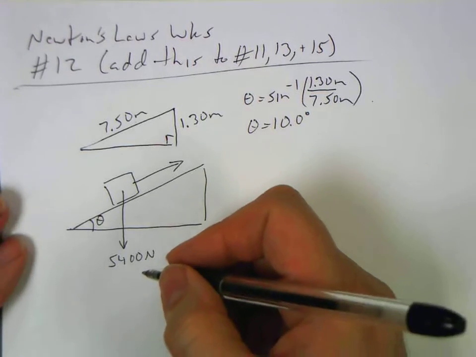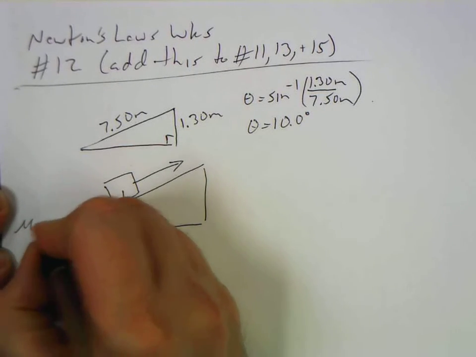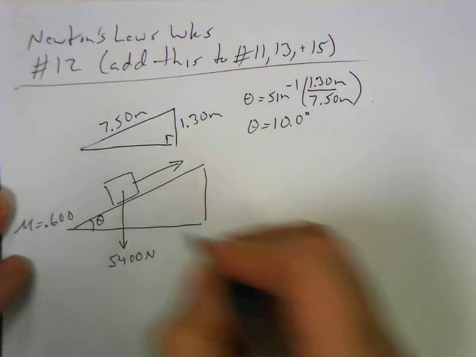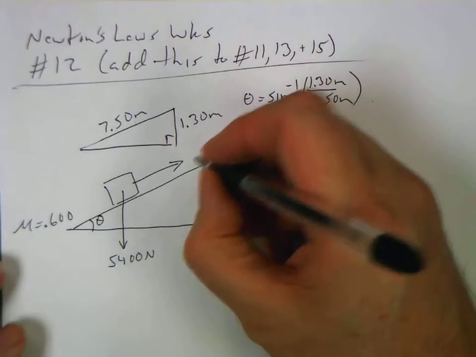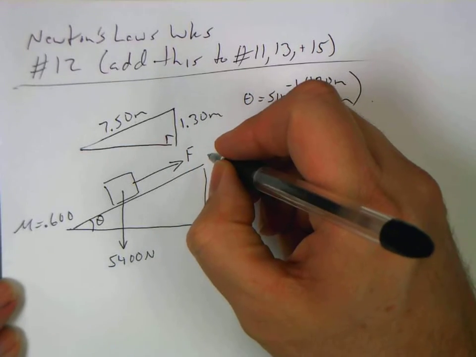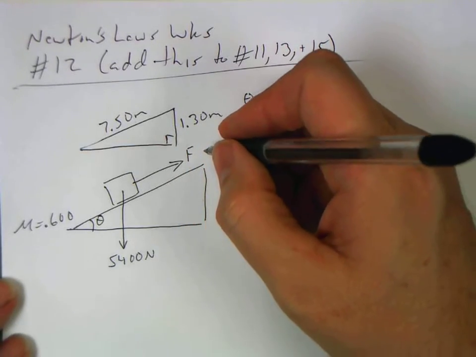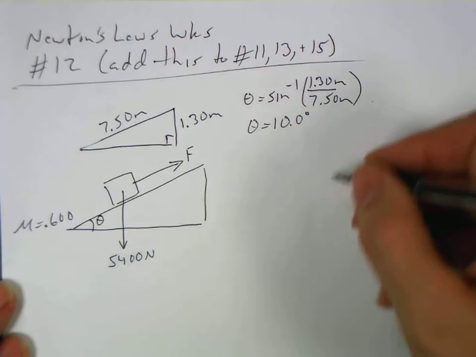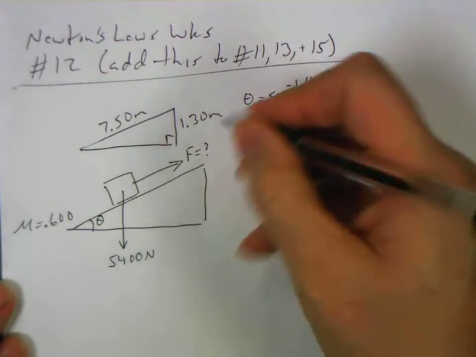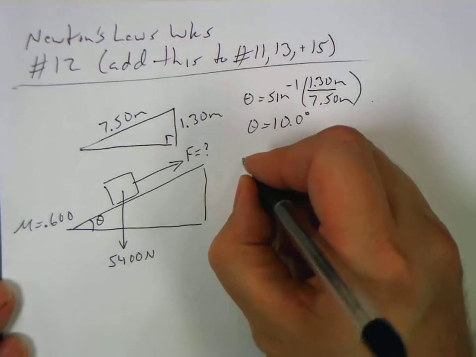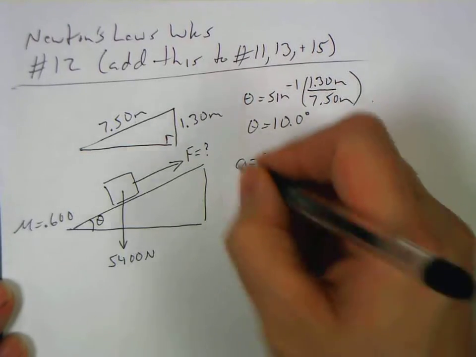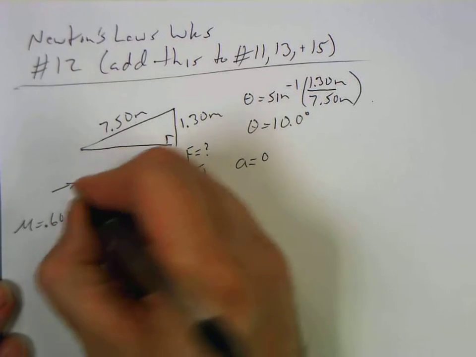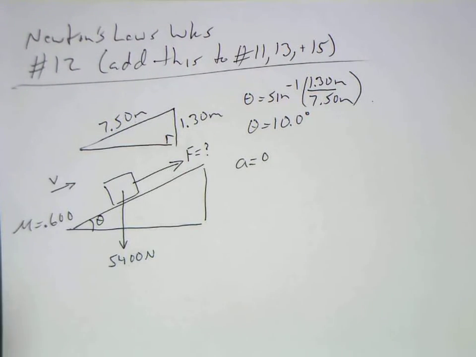If the coefficient of friction equals 0.600, determine the force applied. That would be this one. The force applied parallel to the incline necessary to move it up the incline at a constant rate. So acceleration is equal to 0. Velocity, though, is in that direction. There is the description of our problem.